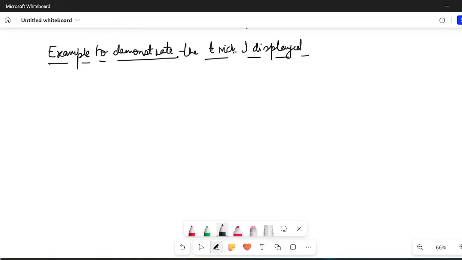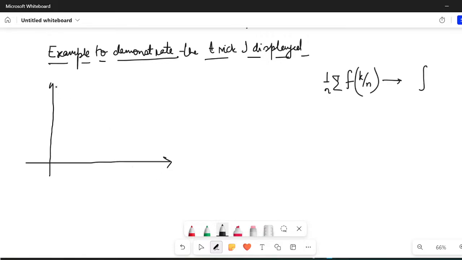So what I told you is that whenever you have a function of k by n, and there is some 1 over n also written, and this is summed from some value k equals to something to some n, then this particular thing is changed to integration. How did I come to this particular trick? See, what is integration after all? So I'm giving you an example, and from there you will be able to understand.